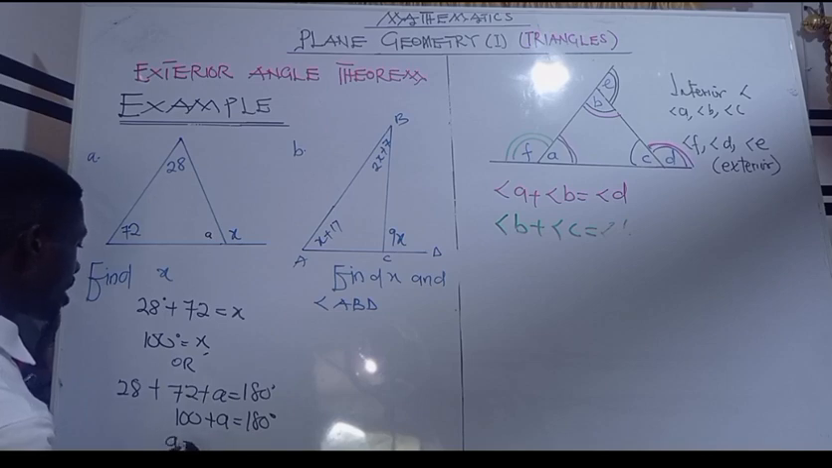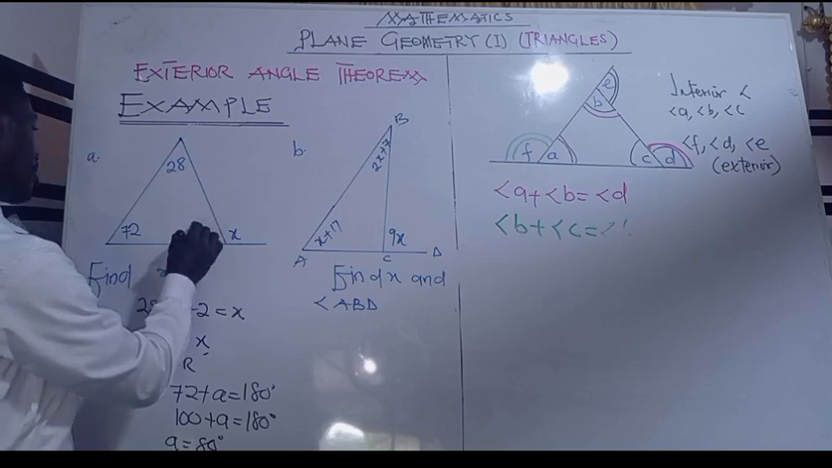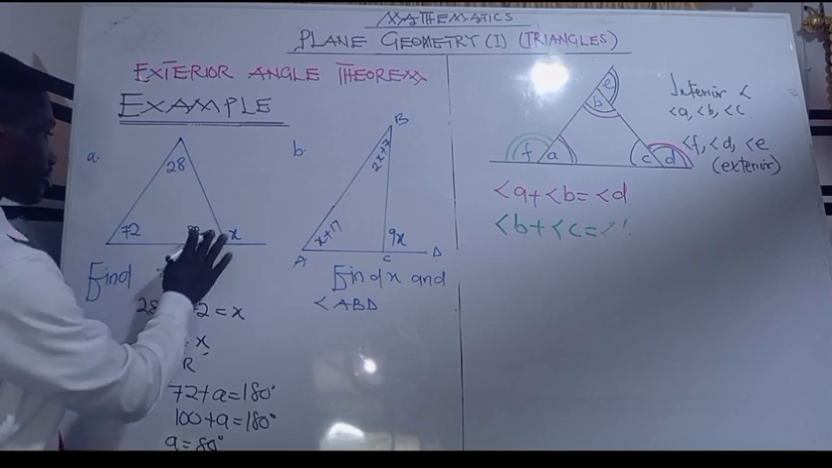So you can say our A is equal to 80 degrees. Good. So that is A. A is equal to 80 degrees.